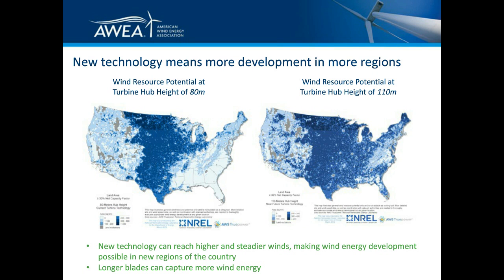So these are wind resource potential maps at different hub heights that were put together by the National Renewable Energy Laboratory here in the U.S. On the left-hand side, we have hub heights of 80 meters and the wind resource associated with that hub height. And on the right, you can see the wind resource potential at 110 meters. The 110 meters certainly open up a lot of new areas to wind development across the country.